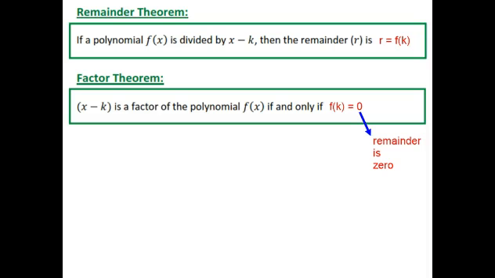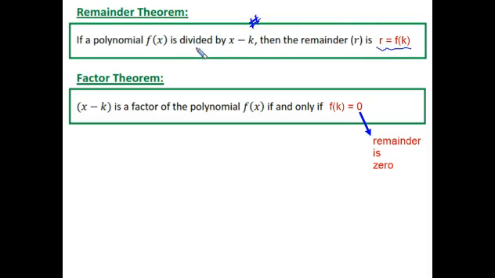Alright, so 2 important theorems are going to help us find zeros of polynomials, those x-intercepts. The first one is called the remainder theorem. If a polynomial f of x is divided by x minus k, where k is just going to be a number, then the remainder r is the answer when you plug in k into your function. When you plug in k for your x value, you get an answer of r.